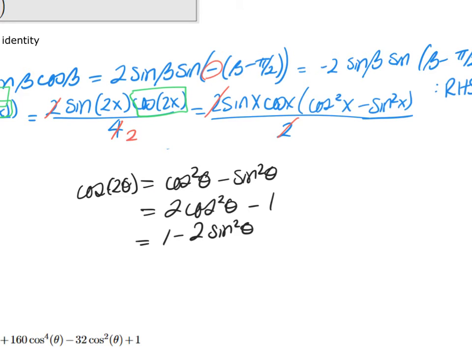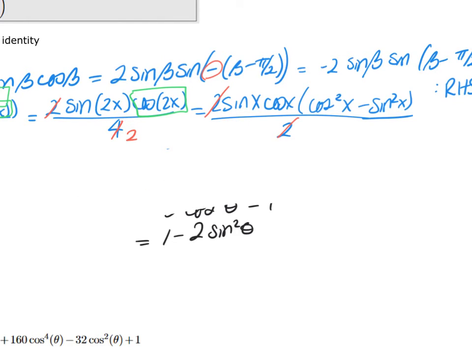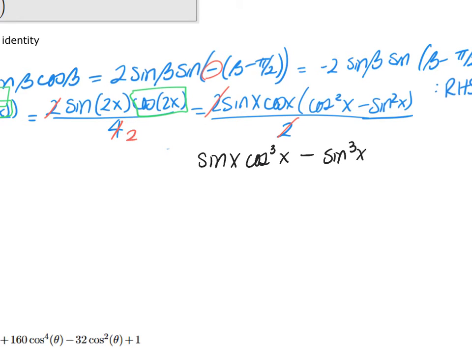So what I now have, let me erase this other part that I don't need. I don't need this part anymore. So what I now have with distributing it through, and my numerator 2 and my denominator 2 canceled, is I'm going to get the sine x cosine cubed x, because I have a cosine squared times another cosine. And then minus the sine cubed x, because I have a sine squared multiplied by another sine. And then I have the cosine of x, and I end up with the right-hand side.